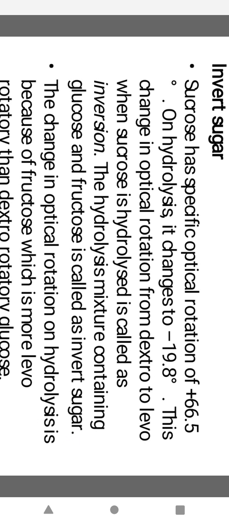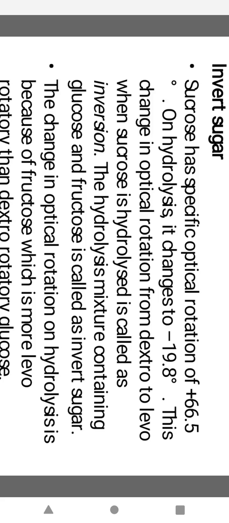Next, invert sugar. It is a term used for the inversion of sugar from one monosaccharide unit to another. Sucrose has a specific optical rotation of plus 66.5, and hydrolysis changes it to minus 19.8 degrees. This is a change in optical rotation from dextro to levo. Levo means anticlockwise rotation, and clockwise rotation is considered dextro.